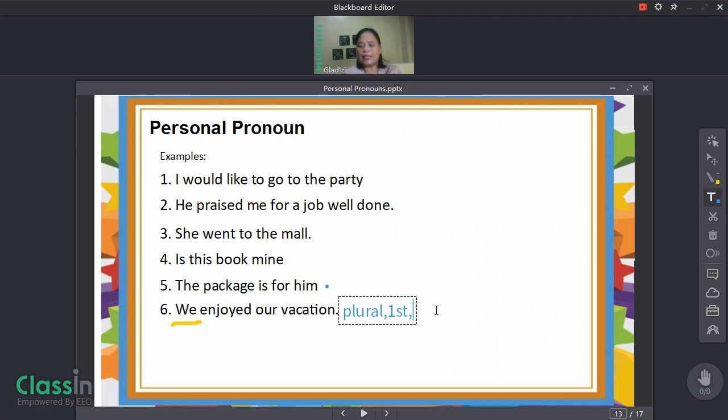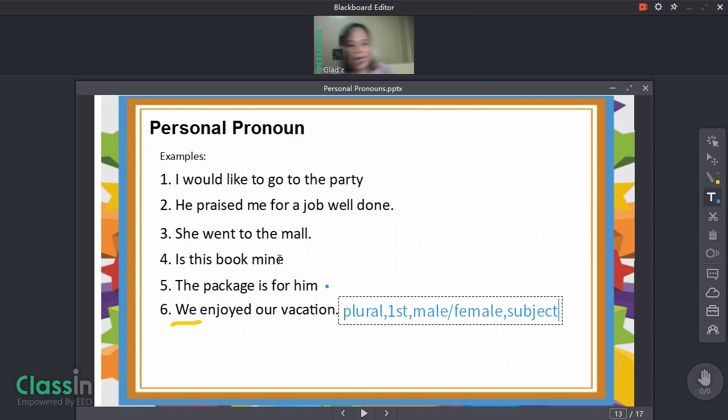And next, what is the gender of the pronoun we? Its gender is either male or female. And how about the case? How is it used in the sentence? We use it as a subject. Did you get it, class? Pronoun we is plural, first person, either male or female, and it is used as a subject in the sentence.